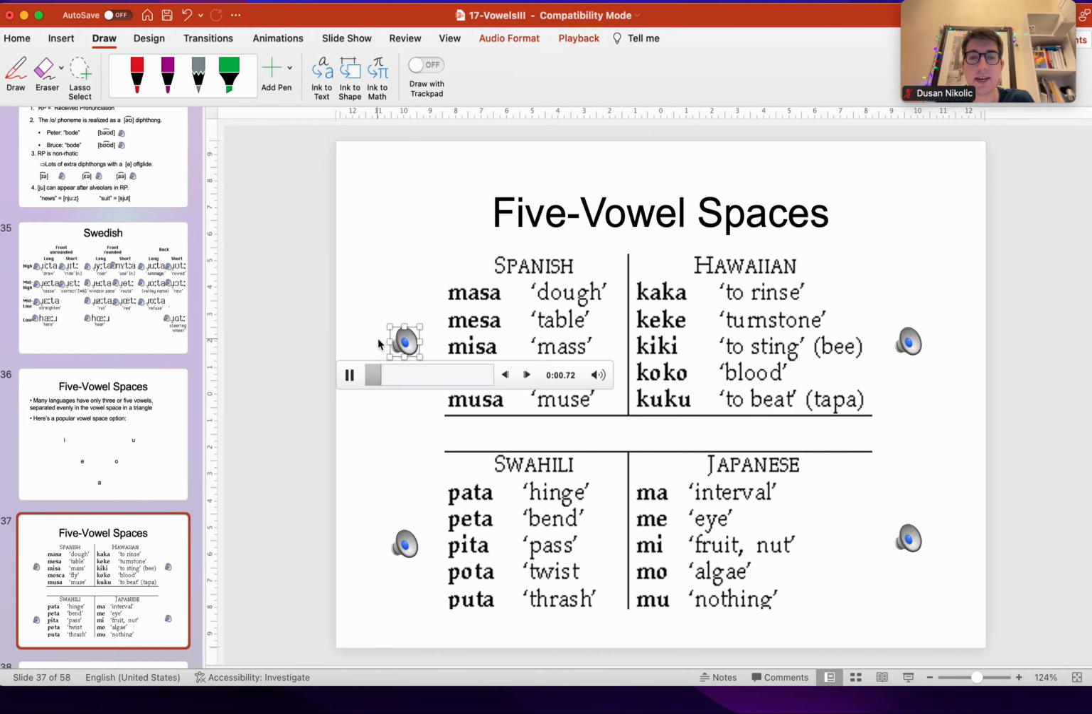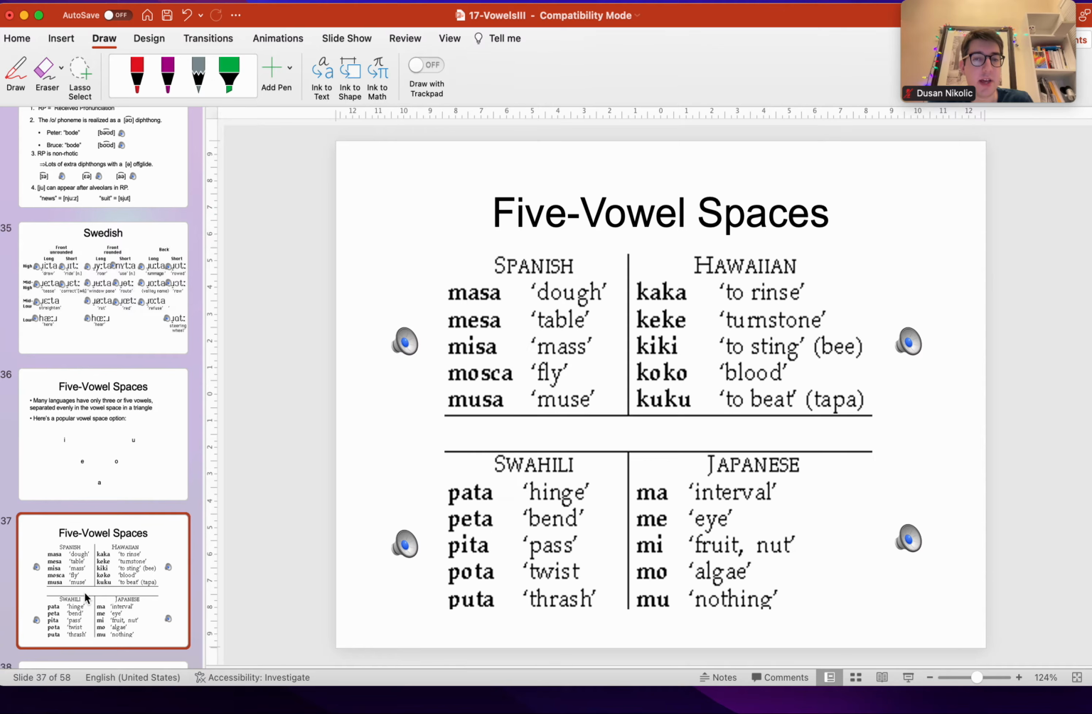So Masa, mesa, misa, misa. masa, Sorry, mesa, misa, mosca, mosca, musa, musa, Kaka, kaka, Keke, kaka, keke, Kiki, kiki, Koko, koko, Kuku. kuku, pata, pata, peta, peta, pita, pita, pota, puta, puta, pota, puta, right? Ma, me, mi, mo, mu. Ma, me, mi, mo, mo, right?